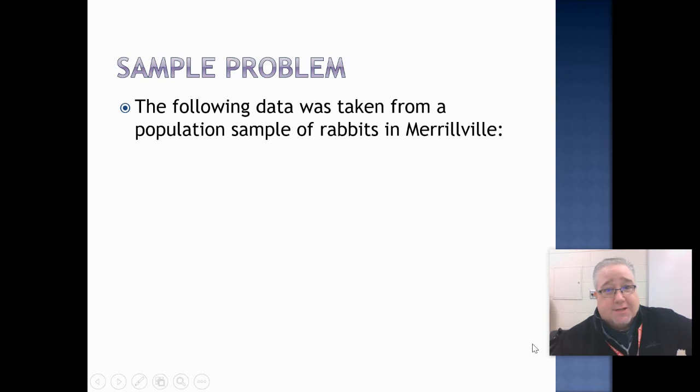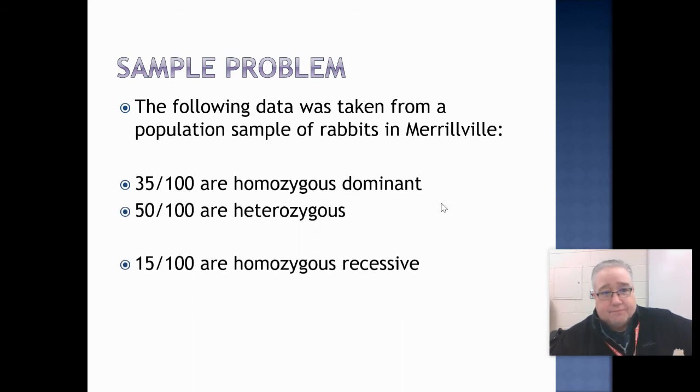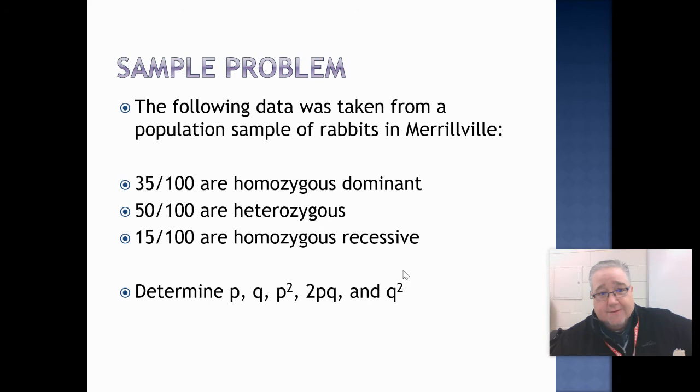So it says the following data was taken from a population sample of rabbits in Maryville. So here we have a different population. We studied rabbits in Crown Point a couple days ago. So here's the breakdown. 35 of those rabbits are homozygous dominant. 50 of those rabbits are heterozygous, and 15 of those rabbits are homozygous recessive. So again, we can figure out all of these values for this population sample.